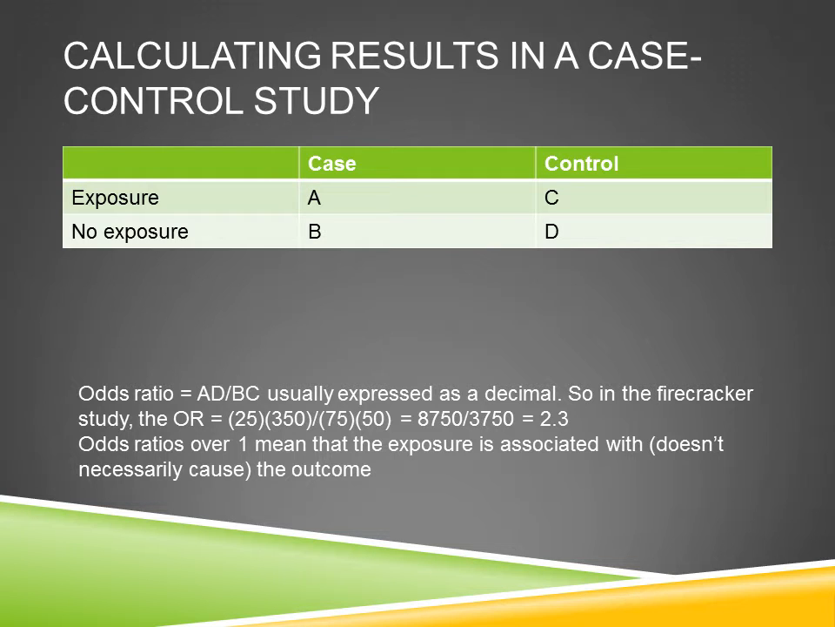So in the firecracker study, the odds ratio was 2.3. Which means, again, this is a made-up study. They're all made-up studies in this class, by the way. This means that if your mother was exposed to firecrackers while she was pregnant, you are 2.3 times more likely to have a VSD than a child whose mother was not exposed to firecrackers when she was pregnant. So odds ratios greater than 1 mean that the exposure is associated with the outcome. It doesn't necessarily mean that it causes it. We're just looking at associations at this point.